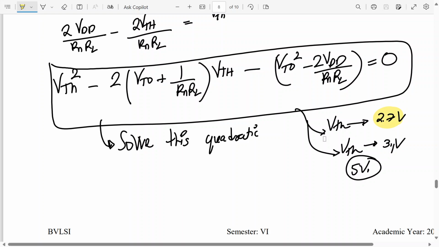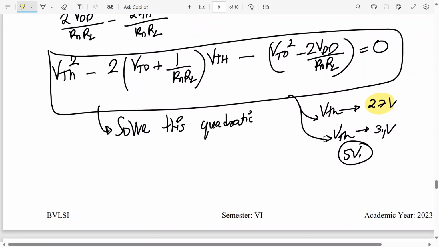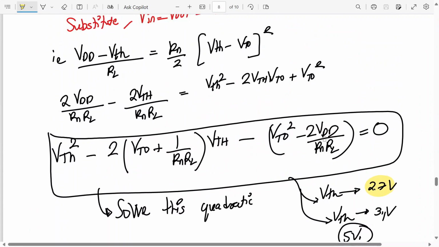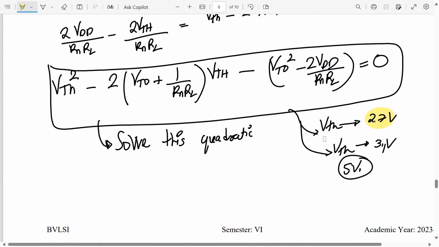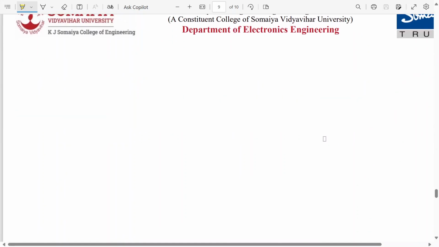Now in summary, I want to describe the entire behavior of the NMOS operating region. I hope the VTH derivation is clear to you. We have to solve this quadratic equation, which will give you two values, so you have to select the physically correct one. Now, summary: let us revise what we have done so far.